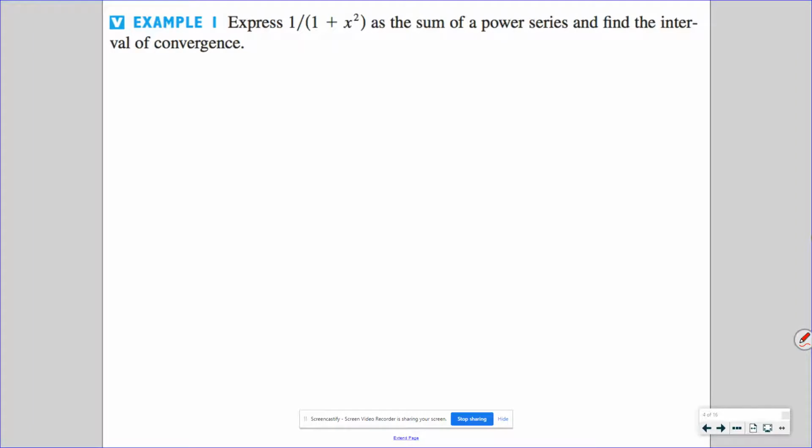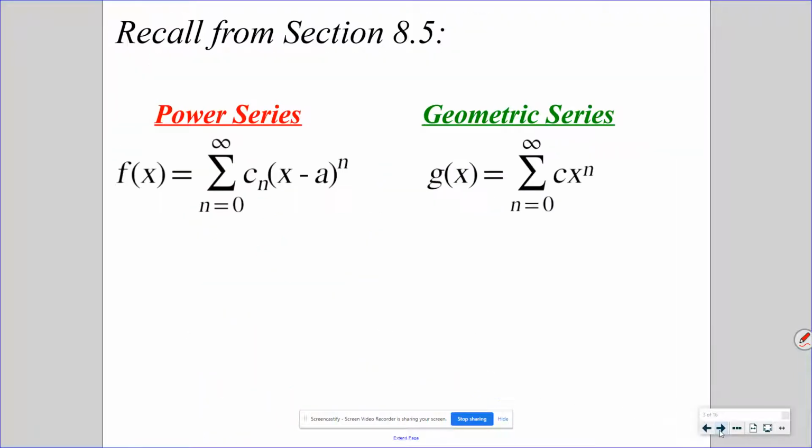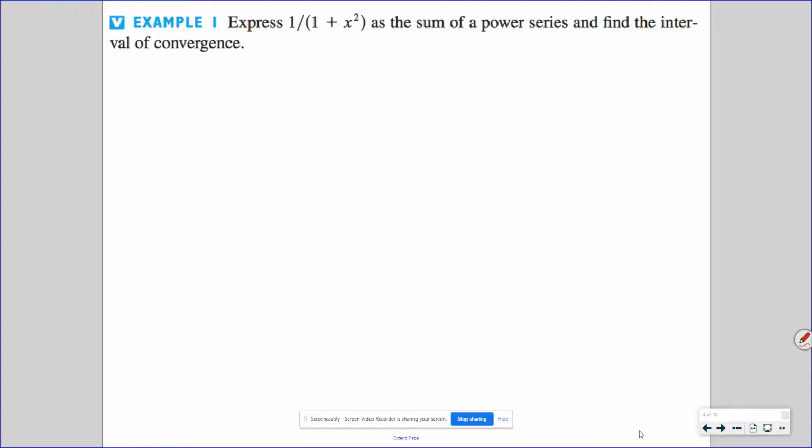So in example 1, we're going to get straight to it. We're going to say express 1 over 1 plus x squared as the sum of a power series and find the interval of convergence. Okay, so we're going to have to do kind of what we had back here in this first example, but in reverse a little bit. So we're going to first try to figure out what 1 over 1 plus x squared means as a geometric series. So your goal is to try to make this look like the sum of a geometric series.